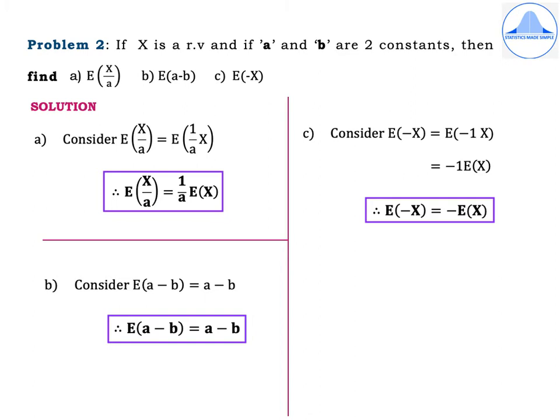Third result, consider E of minus X. So E of minus X should be rewritten in the format E of minus 1 X. When you rewrite minus X as minus 1 X, it is of the form E of aX, and hence you can make use of the second result. Our a is nothing but minus 1, so you will get minus 1 into E of X. Therefore, E of minus X is equal to minus E of X.